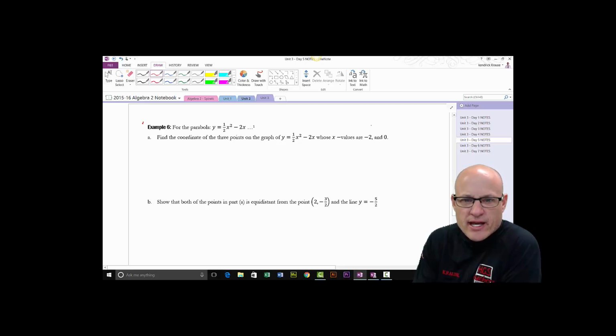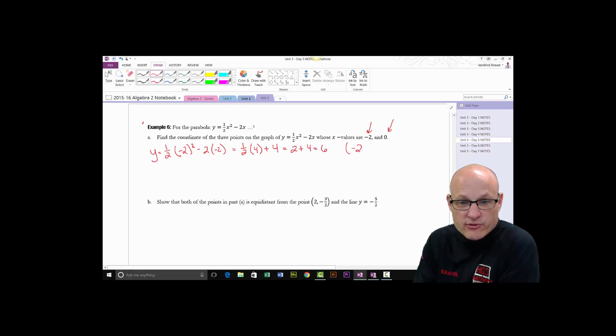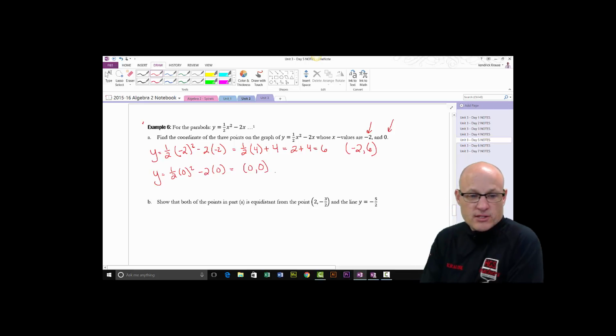So we're going to plug in the x values of -2 and 0. All right, so y equals 1/2 times -2 squared minus 2 times -2. So this is 1/2 times 4 plus 4. Well, half of 4 is 2, so this is 2 plus 4, which is 6. So this gives me the point -2, 6. And we're going to do 0. So y equals 1/2 times 0 squared minus 2 times 0, and I get 0, 0. There's the points.